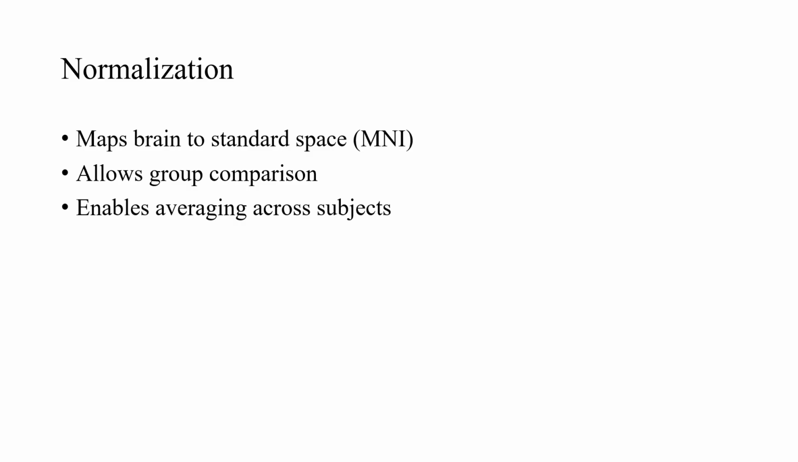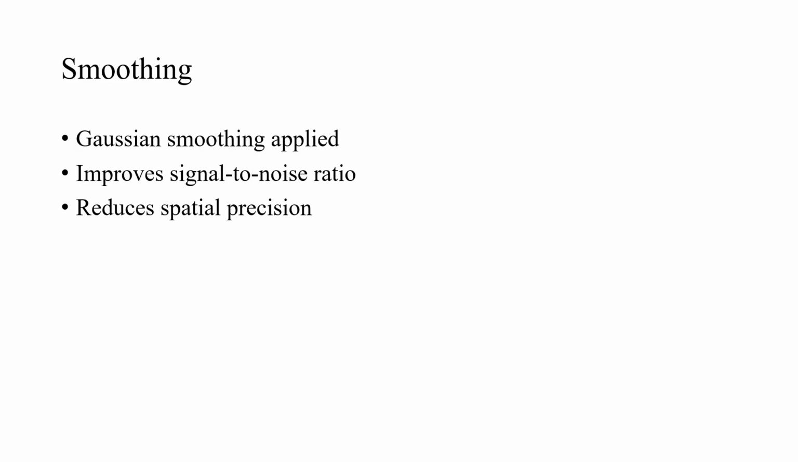Typically, one of the very important steps is normalization. It maps the entire brain to a standard space. It allows for comparison between participants and between groups, and it also enables averaging across subjects so that you know that, okay, voxel A, B, C is the same as voxel D, E, F in subject 1 versus subject 2, and you can actually compare the activities in these areas.